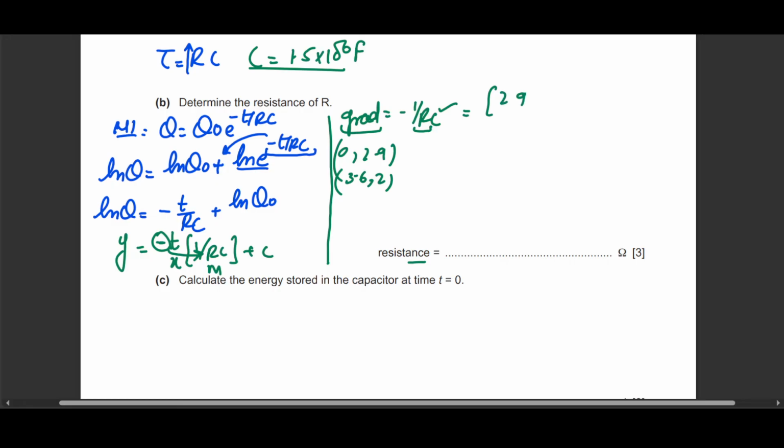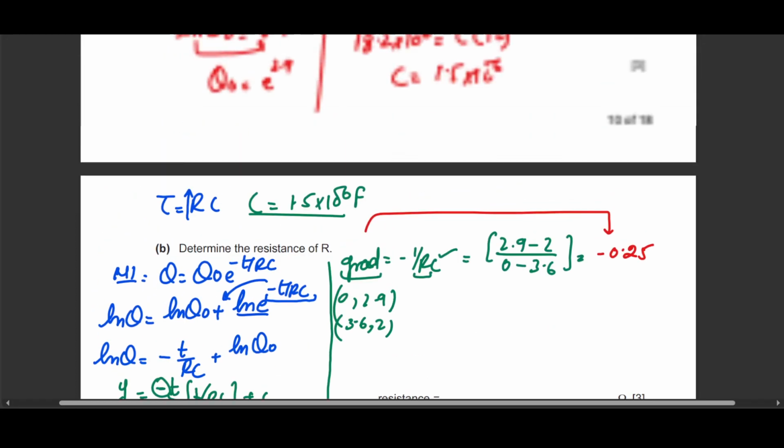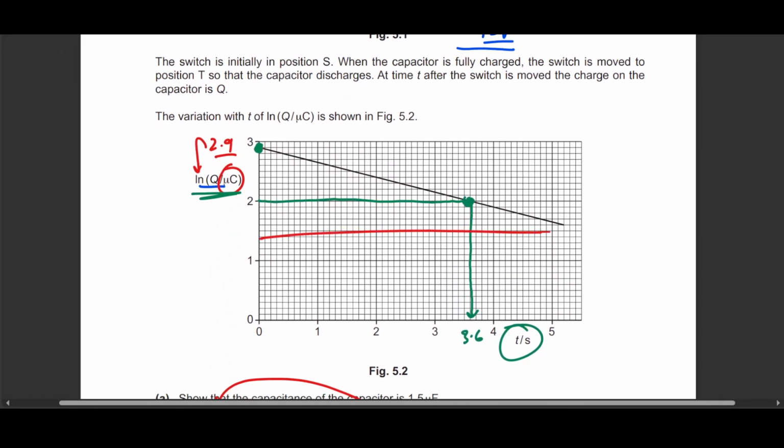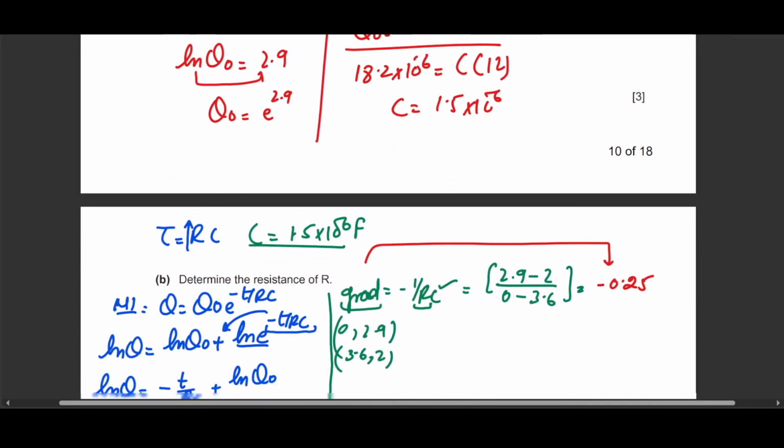Using them, we get change in y over change in x. So 2.9 minus 2 divided by 0 minus 3.6. Definitely it's going to be a negative answer because the gradient is downward sloping. So this comes out as negative 0.25. So this is my gradient of the line. You can choose any other points as well. It does not matter. You can choose the last point, or this point. It's fine.